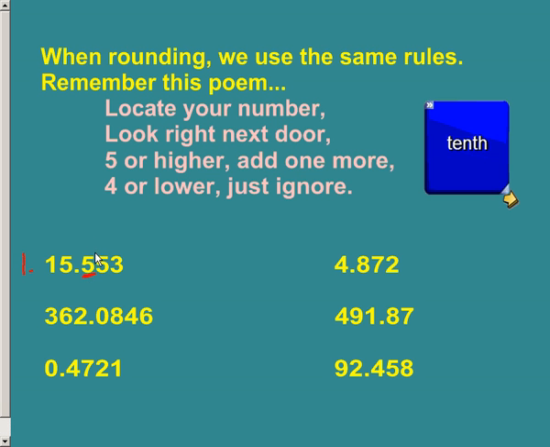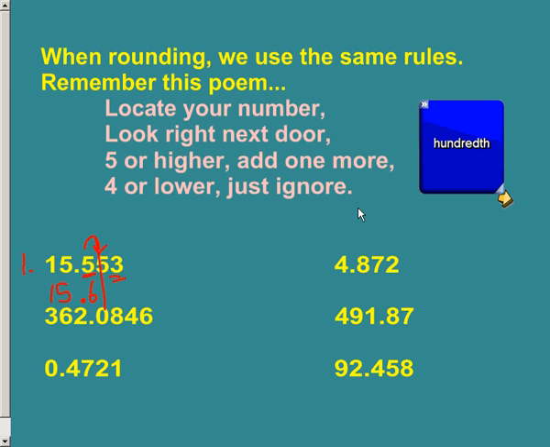Then it says you're going to look next door. So we're going to peek over at the next number. If it's 5 or higher, we're going to add one more to the tenths place. It is. So we're going to round this 5 tenths up to 6 tenths. Everything after goes away, becomes zeros. And then everything to the left stays the same. So 15 and 553 thousandths rounded to the nearest tenth is going to be 15 and 6 tenths. Let's try the next one.